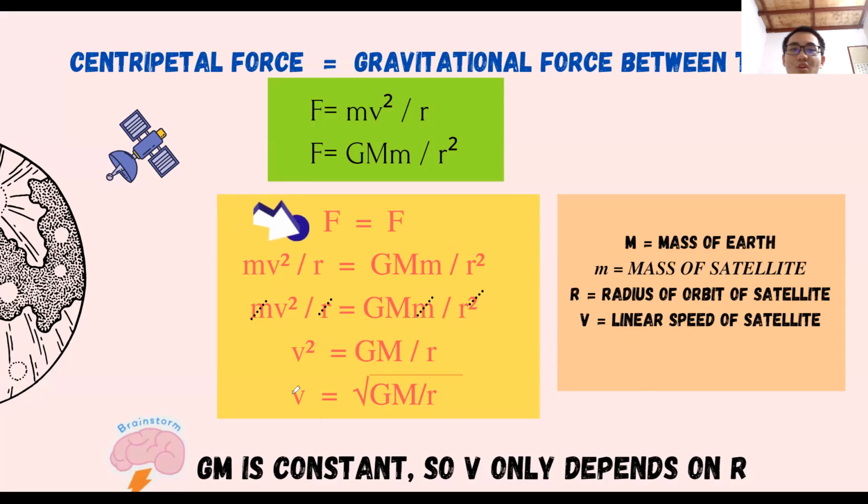Based on this formula, v equals square root of GM over r, GM is constant, so v only depends on the value of r, which is the radius of orbit.